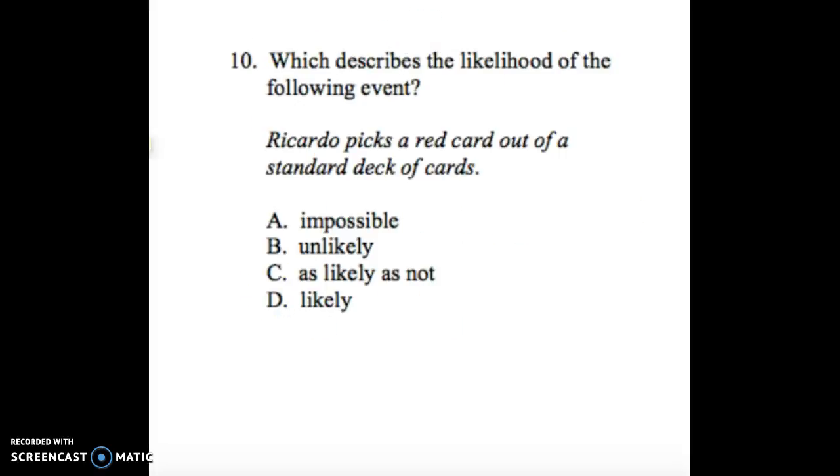Number 9, which describes the likelihood. Ricardo picks a red card out of a standard deck of cards. A red card, half of them are red cards, which is 50%. Half are red, half are black. 50% is as likely as not. Impossible is 0%, less than 50%, and greater than 50%.